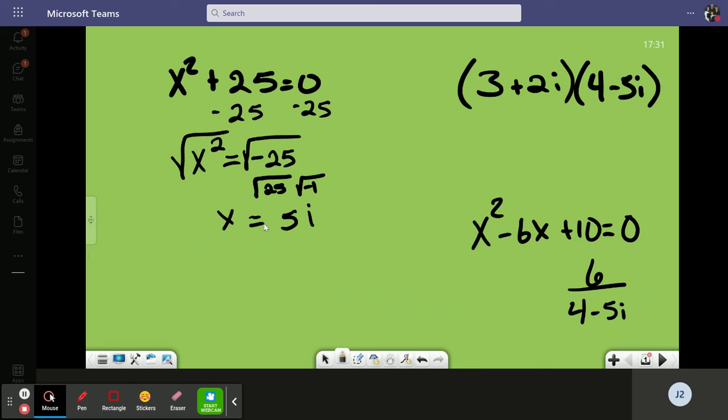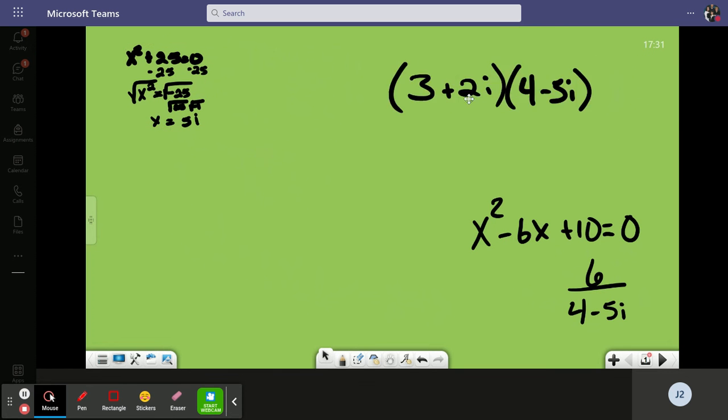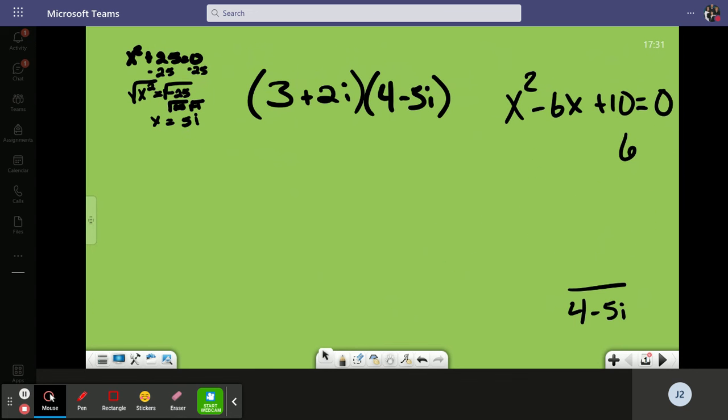Okay. Let's move this guy over here, and we'll talk about FOIL: first, outside, inside, last. Ooh, stole the six. First, 3 times 4. And 3 times negative 3i. Negative 15i. That does look like a 5. It's a 3. But that's fine. We can leave it as a 5 and we'll make it 15i, because it does look like a 5. Talking about my handwriting.